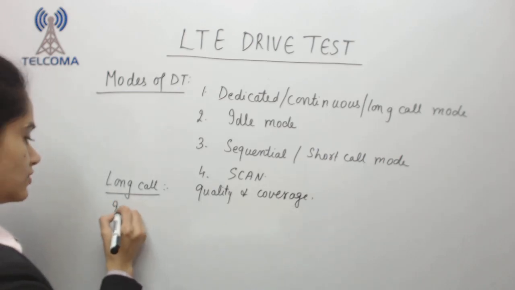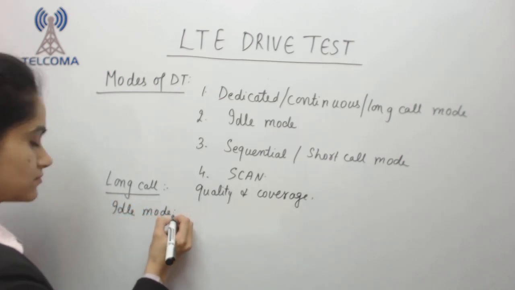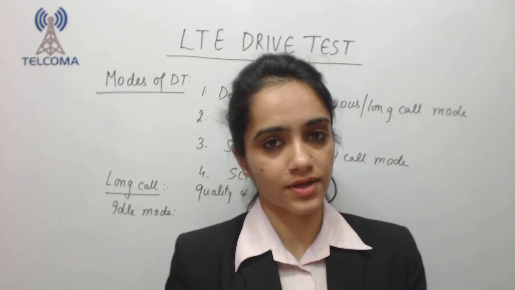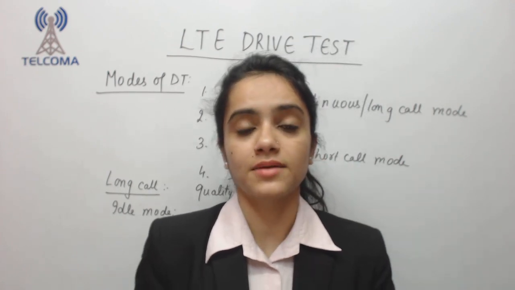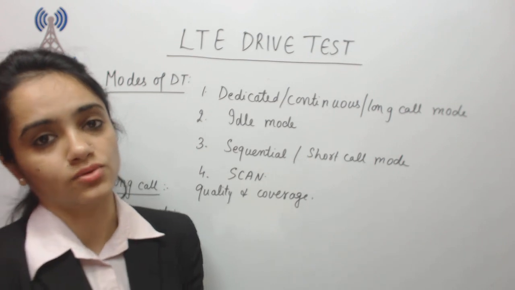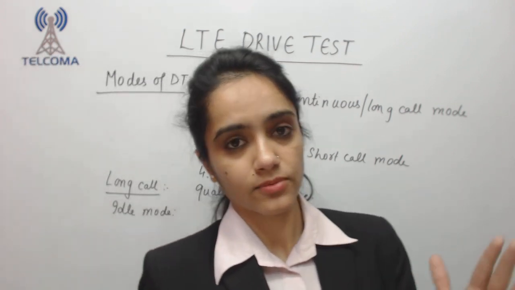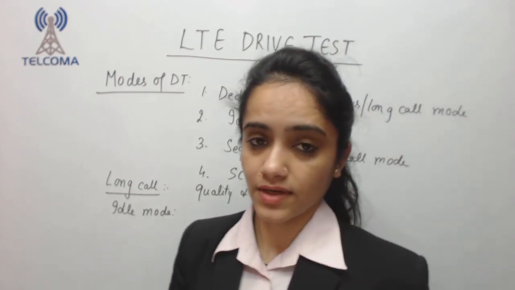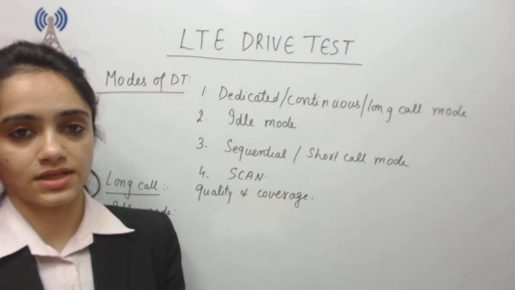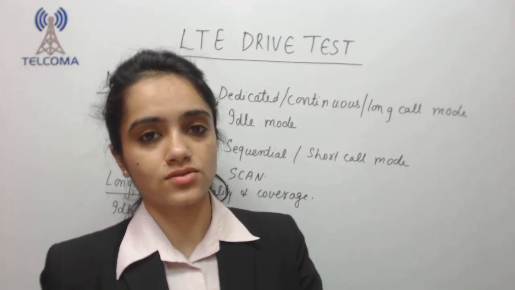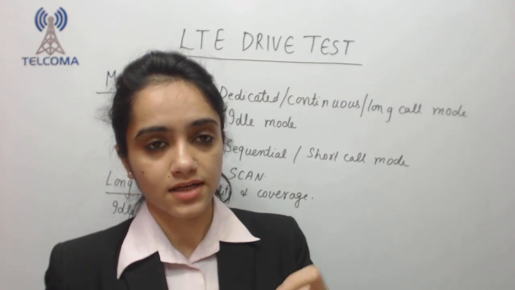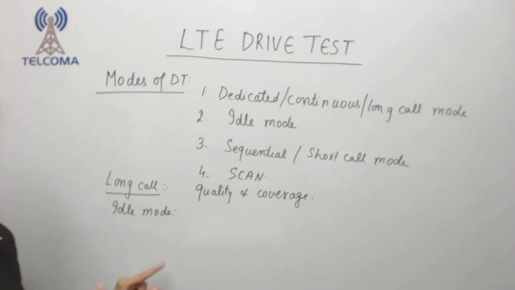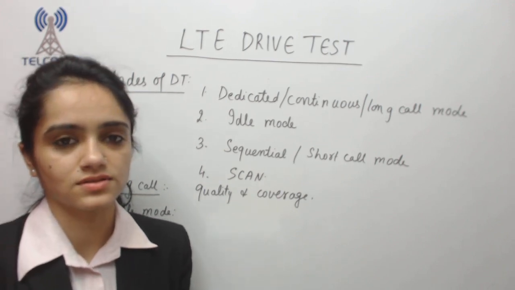Now we have idle mode. In idle mode, we are connected to the network but we don't have any data connection. That means we are receiving information from the BCCH only, which is radiated from the network towards our cell, and we are in idle mode. Then we check whether we are able to register at the current location, that is, whether the current location is being registered to the network or not. That's why we do the idle mode, to check the initial registration process.